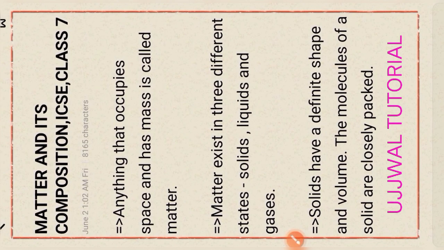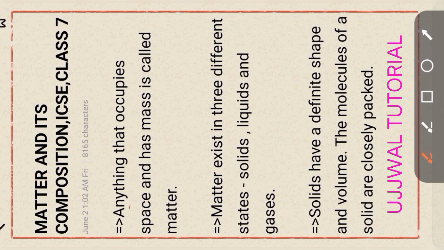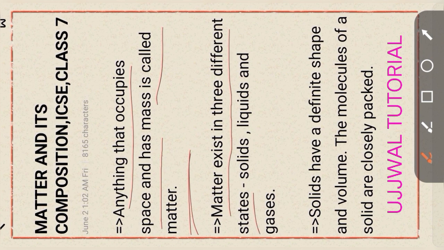My dear viewers, now we discuss matter and its composition based on ICSE class 7. At first, we discuss the concept of matter. Anything that occupies space and has mass is called matter. Matter exists in three different states, that is solid, liquid and gas.